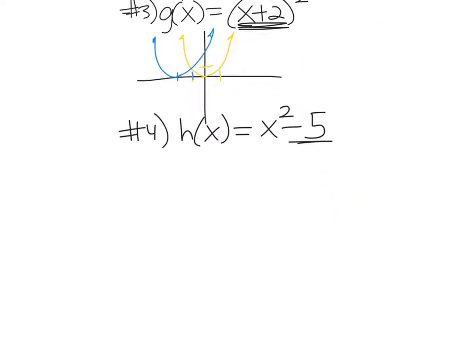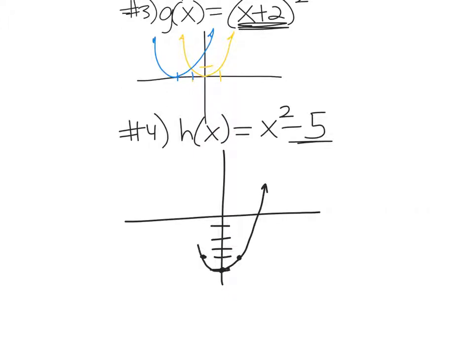This tells me to take my parent function x squared and subtract 5 from it. Move 5 down. So 1, 2, 3, 4, 5. Still up 1 and over 1. Nothing's been stretched. And that's what you get.